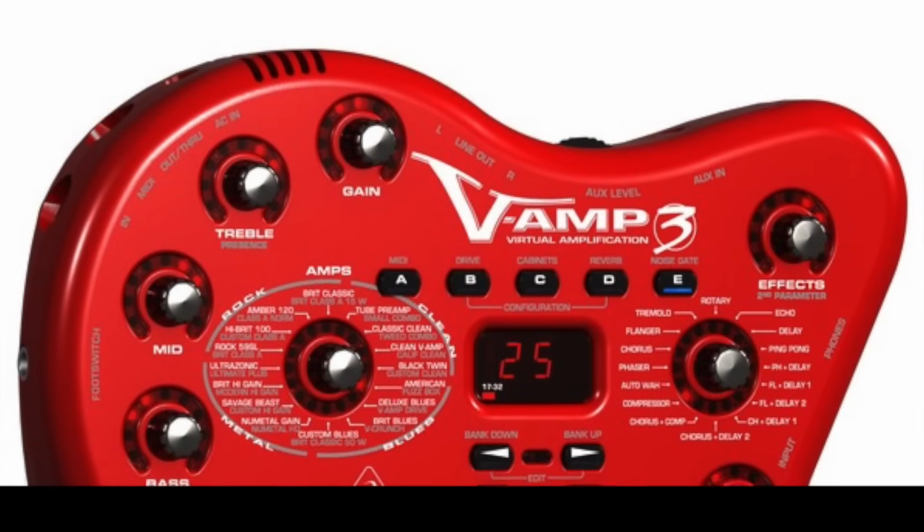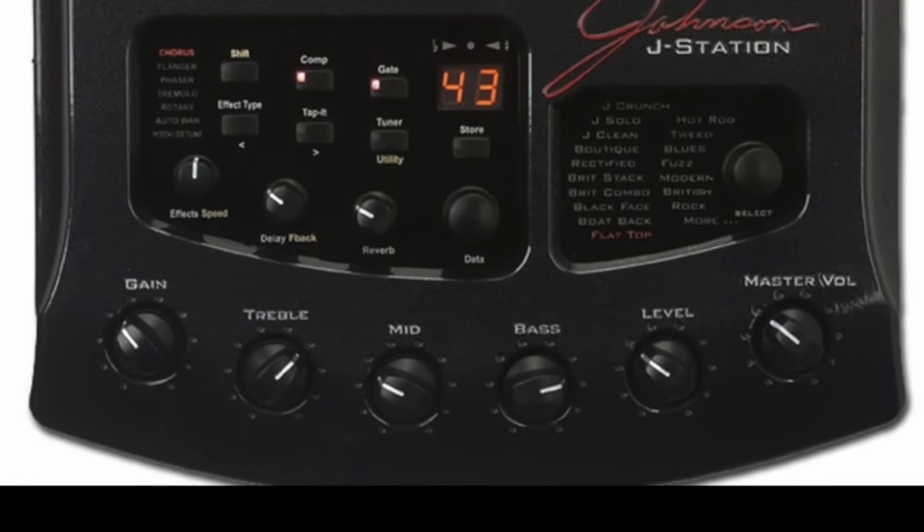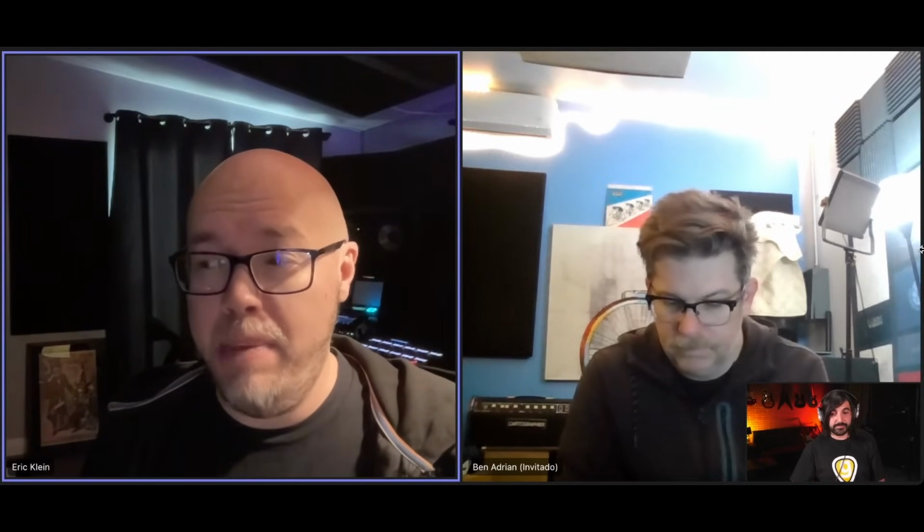So there were many products that clearly followed the path of the Pod, like the Digitech Genesis, Behringer V-Amp, Yamaha DG-Stomp, Johnson J-Station. Do you have any contact with those products? From what I understand, the Johnson J-Station was affiliated with Digitech. They were being developed at the same time as Pod, and I believe the Johnson amp was being developed at the same time as the AX212. Line 6 just happened to get it out a year earlier, I think.